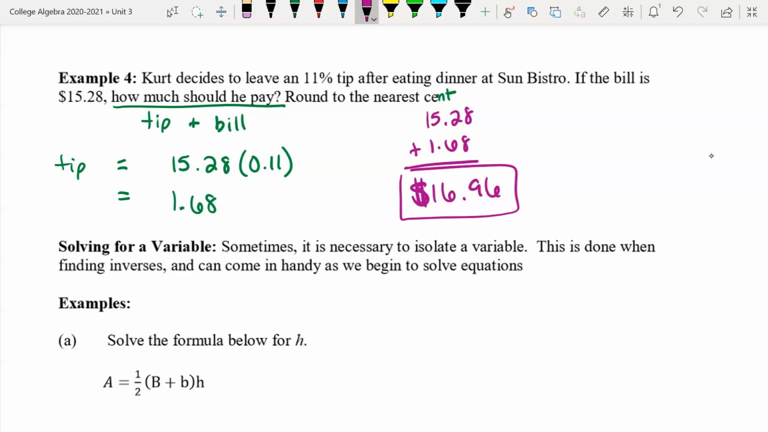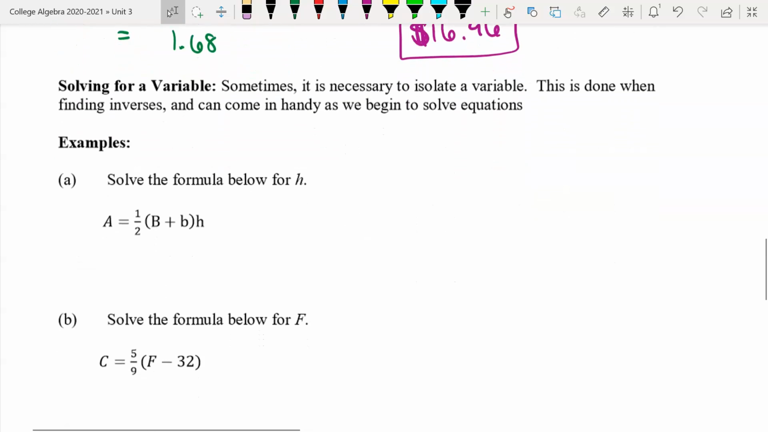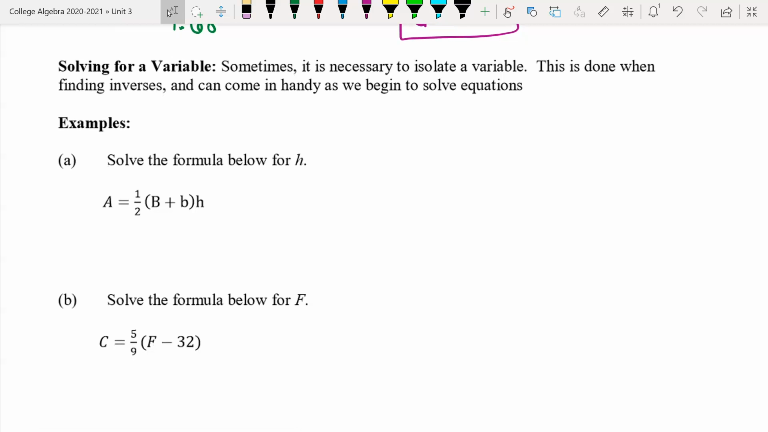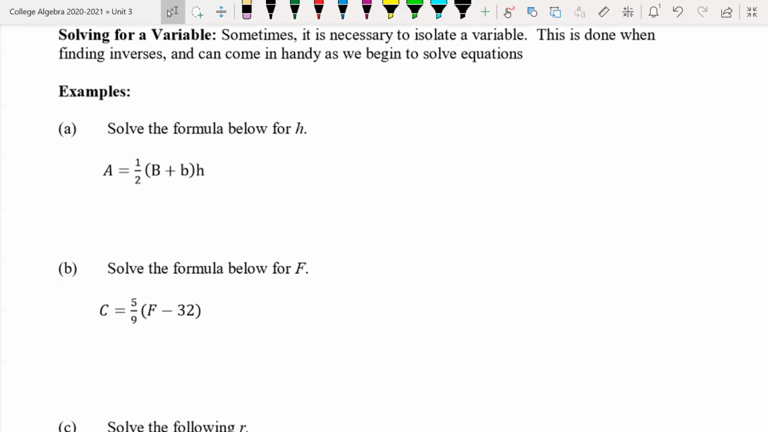All right. So that's the word problems that you're going to see, but they are going to throw this at you as well. They're going to say solving for variables. So sometimes it's necessary to isolate a variable, aka a letter. This is done when finding inverses and can come in handy as we begin to solve equations. So solve the formula below for h.